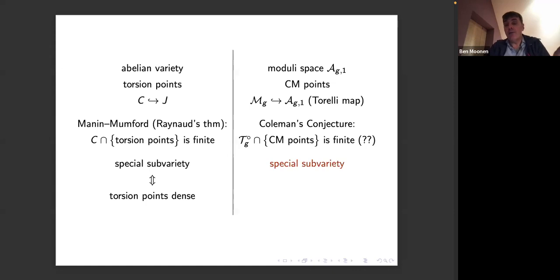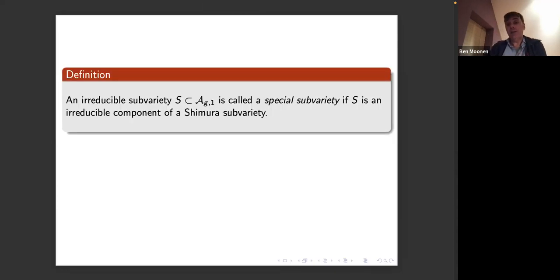I hope this will not be confusing, because the terminology special subvariety will now have a meaning in two settings. I'll define for you what I mean. And if all is correct, then those should be the subvarieties in which the CM points are dense. This is just speculation for the time being. But in fact, we can give a proper definition of this.